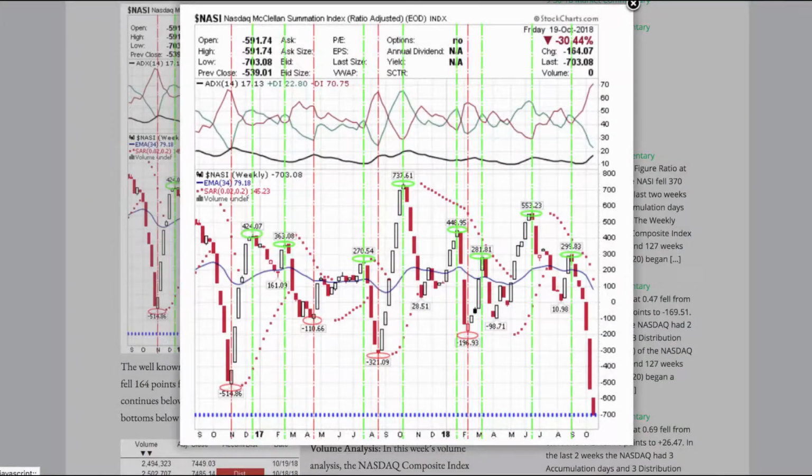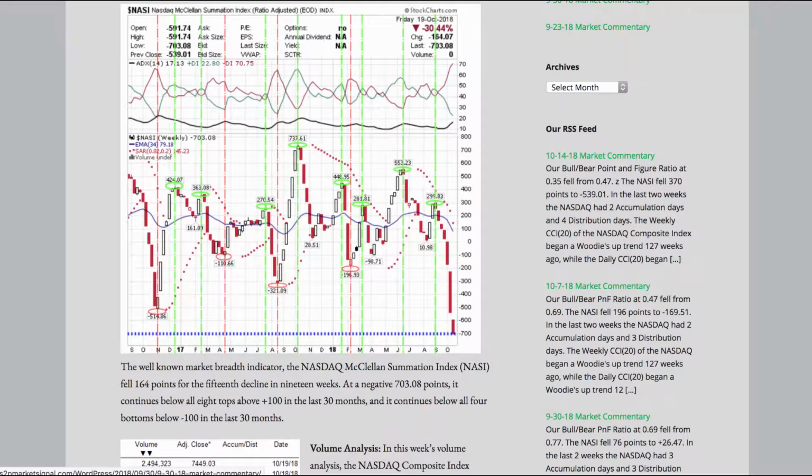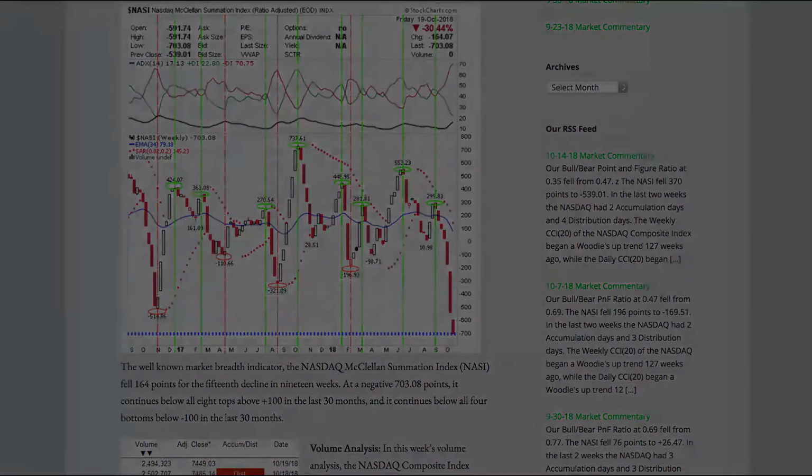The well-known market breadth indicator, the Nasdaq McClellan Summation Index, fell 164 points for the 15th decline in 19 weeks. At a negative 703.08 points, it continues below all 8 tops above plus 100 in the last 30 months, and it continues below all 4 bottoms below minus 100 in the last 30 months.